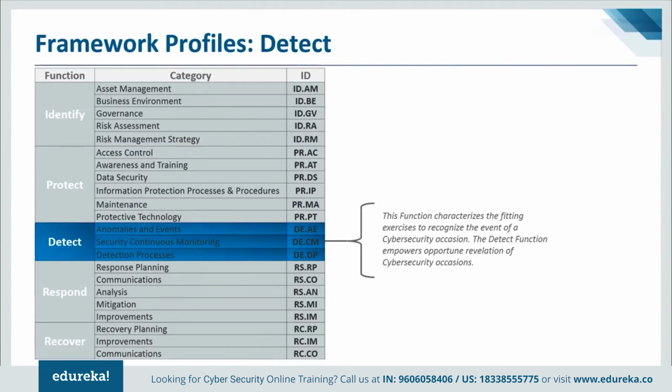The next kind of function is the Detect function. So this is used to develop and implement appropriate activities to identify the occurrence of a cybersecurity event. The Detect function enables timely discovery of cybersecurity events. Examples of outcome categories within this function include anomalies and events, security continuous monitoring, and detection processes.